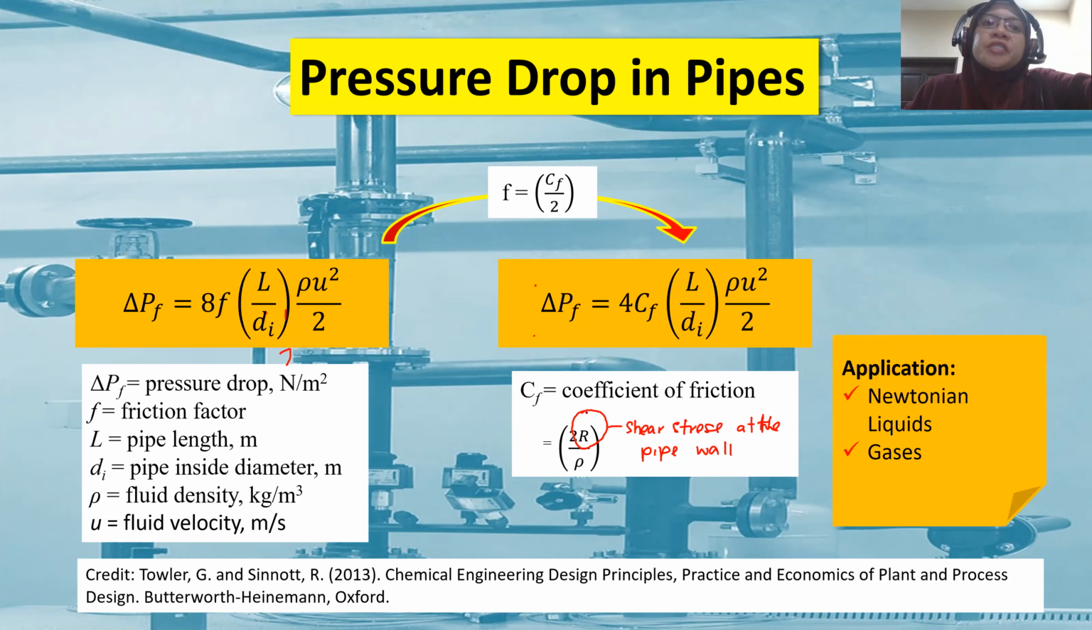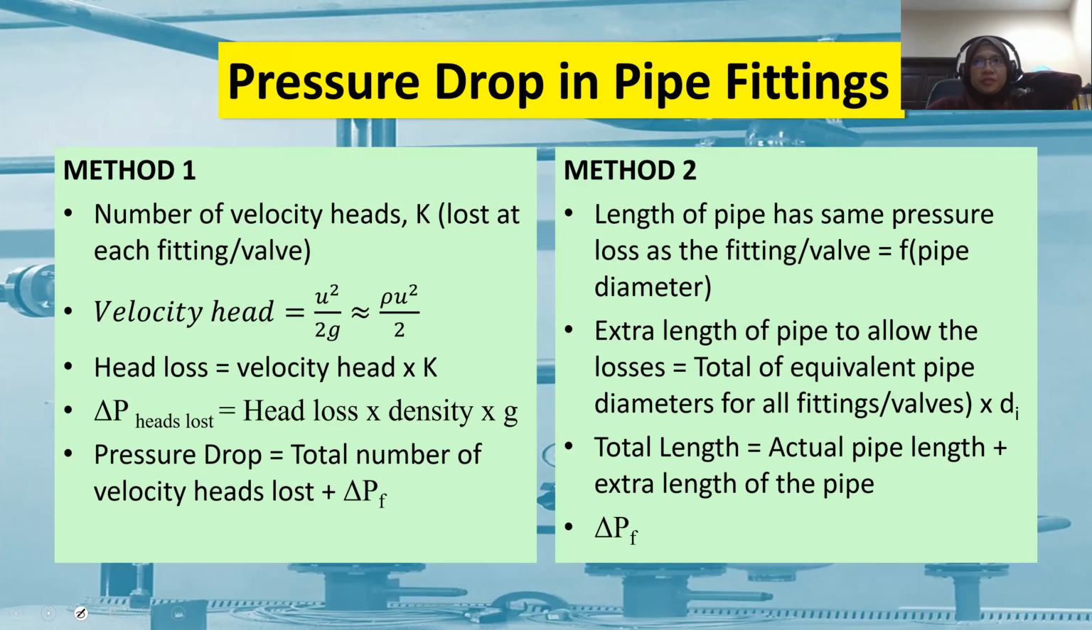Both of these equations can be used for Newtonian liquids and gases. Okay, so now let's look at how to calculate pressure drop in pipe fittings. There are two methods to calculate pressure drop in pipe fittings.